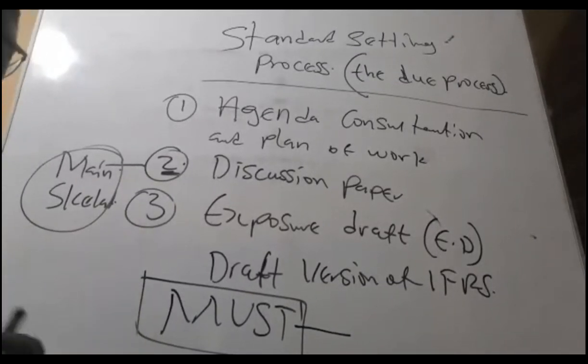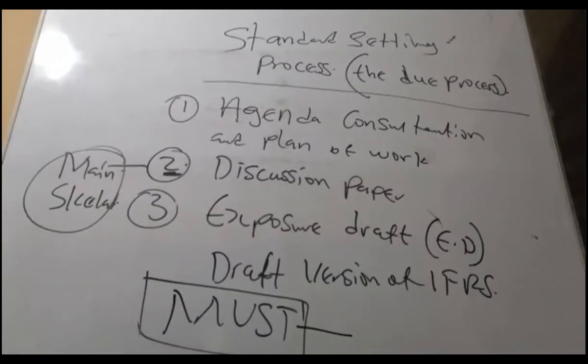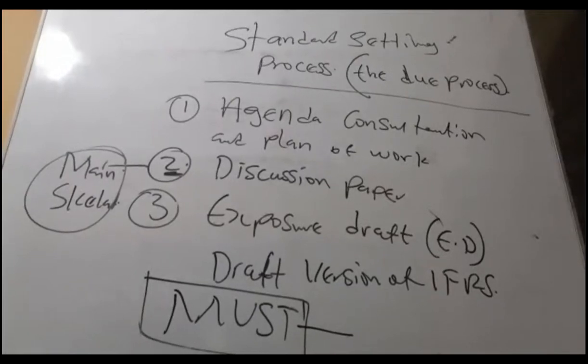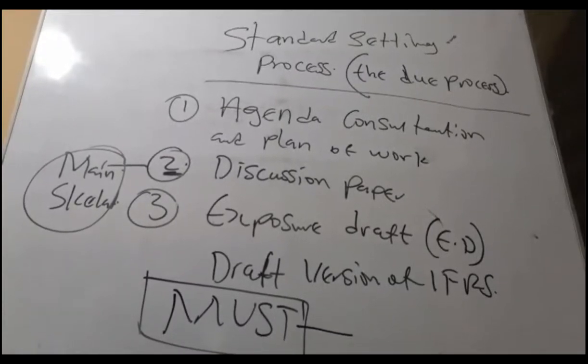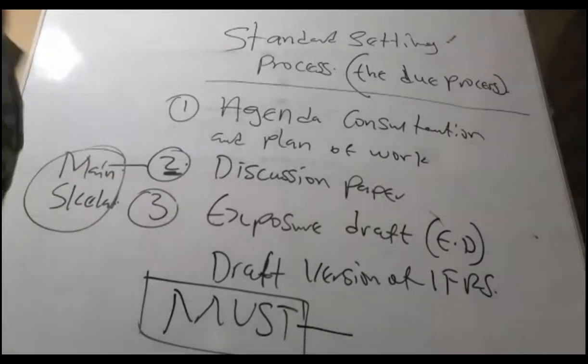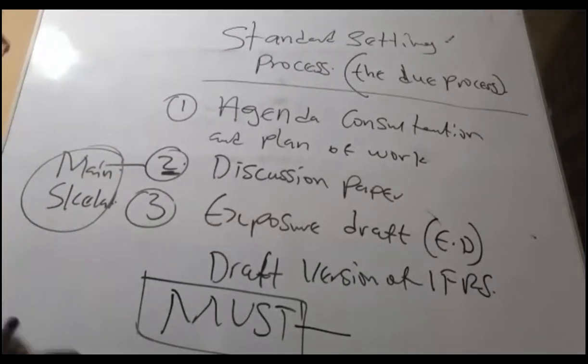So that's the third stage of the standard setting process. The actual work is done at the third stage, the detailed work. That's a draft version. Everything has been explained, well established. If they just approve it, oh, that's the standard. That's IFRS, then we are done.